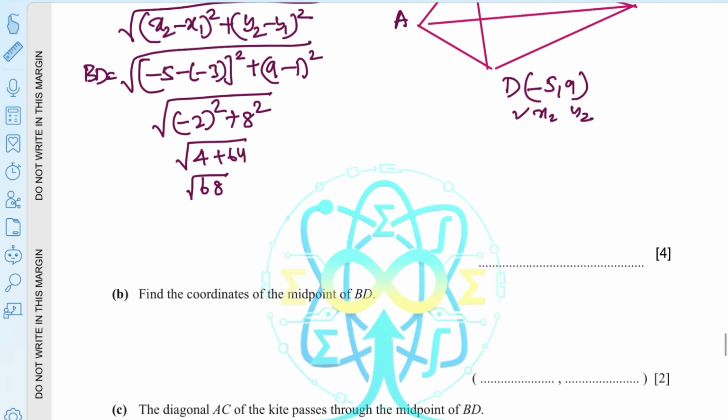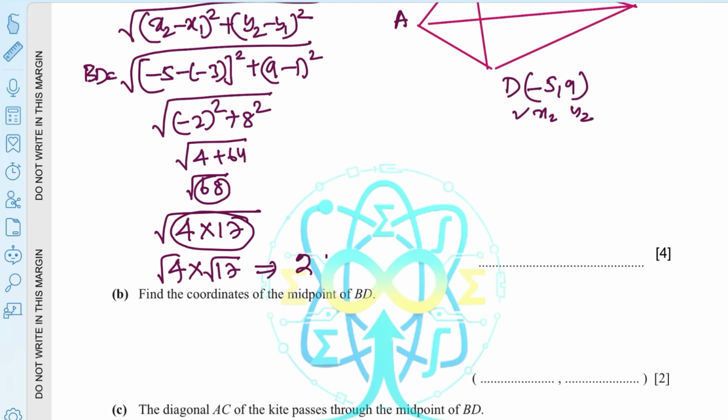Okay, to make it simpler, 68 can be written as 4 times 17, if I'm not wrong. Yes, so 68 I can write in this way: square root of 4 times square root of 17. If you simplify more, it will be 2 times root 17. It will be the length of BD.